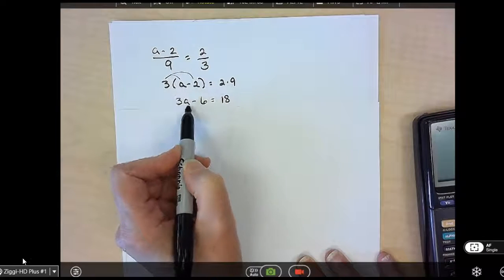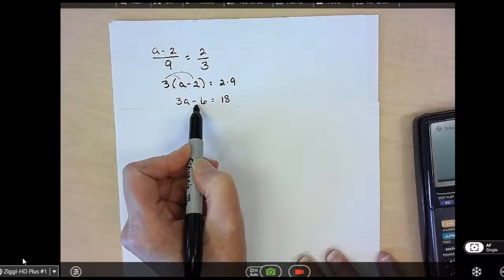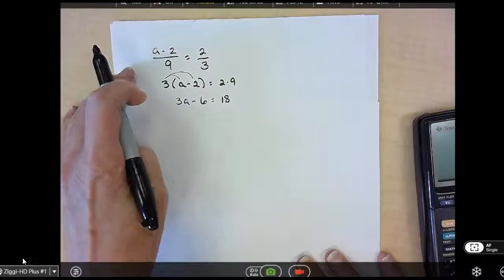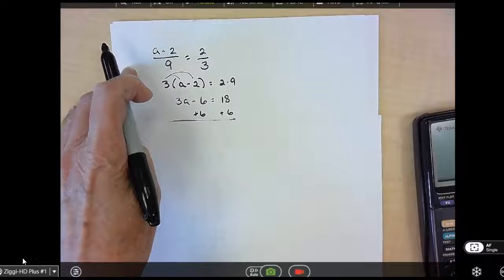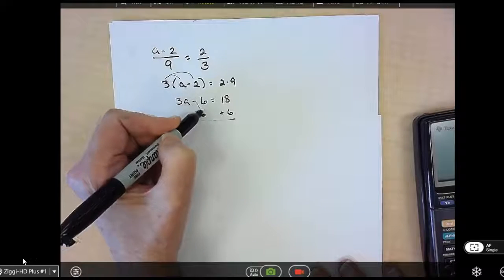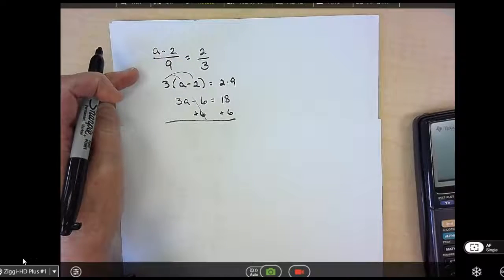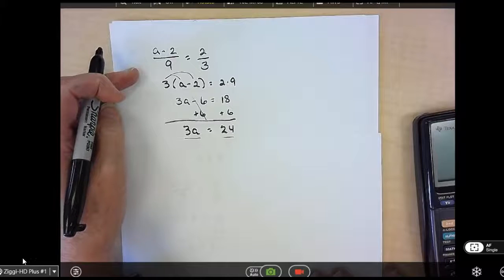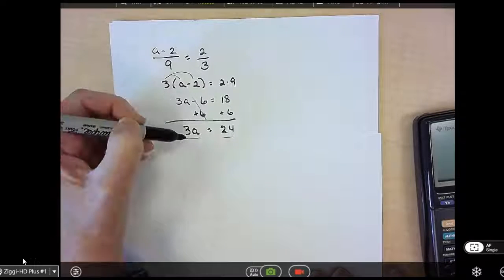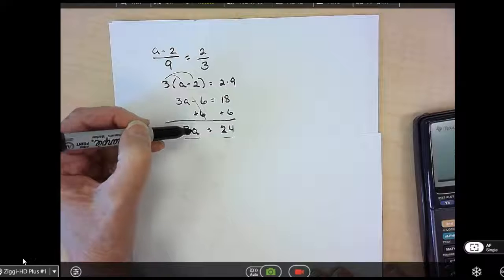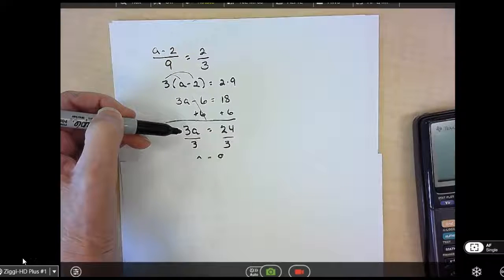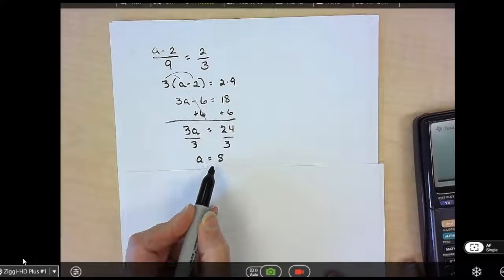Again, you want to leave the variable term alone. The opposite of subtraction is addition, so I'd add 6 to both sides. That cancels my 6, and I'd have 3A equals 24. Divide both sides by 3 because the opposite of multiplication is division, and I get A equals 8.